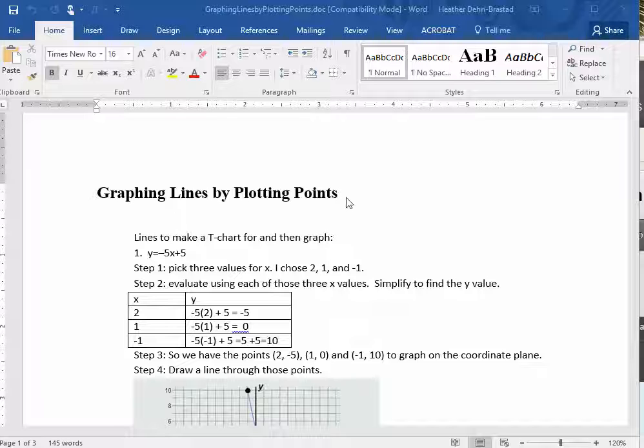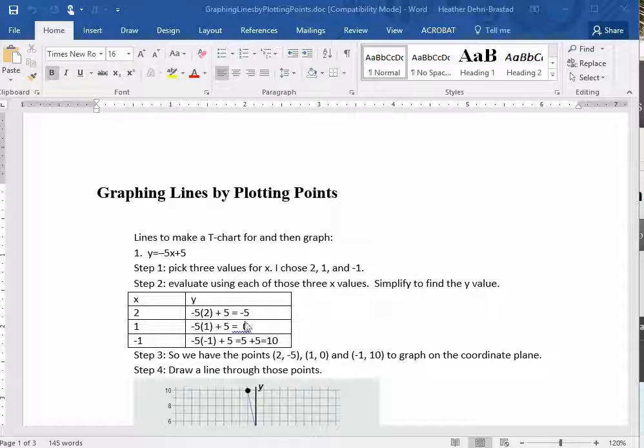In this video we're going to go over how to complete the assignment on graphing lines by plotting points. At the beginning there's an example. We have a line that'll have an x and a y, and then you're going to pick some different values for x. I picked 2, 1, and -1, but you could pick 1, 2, 3 or 0, 1, 2. It's a good idea to pick a negative, but if you have problems simplifying with negatives, then don't put a negative in.